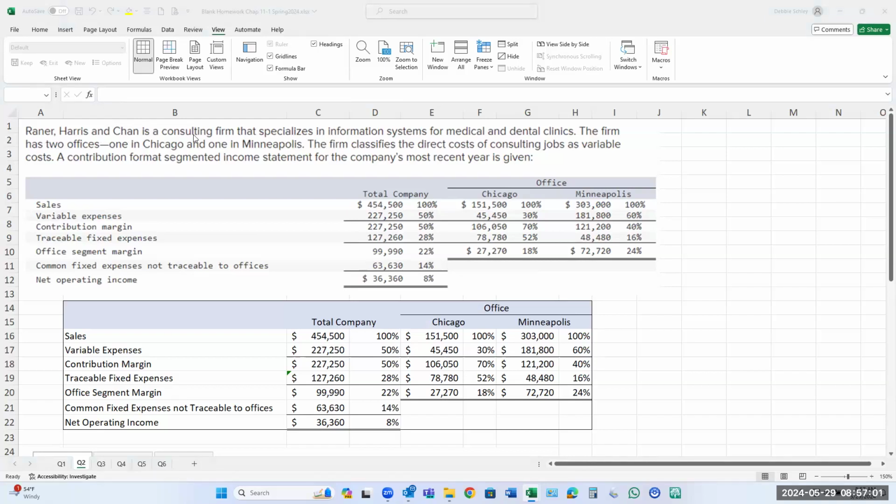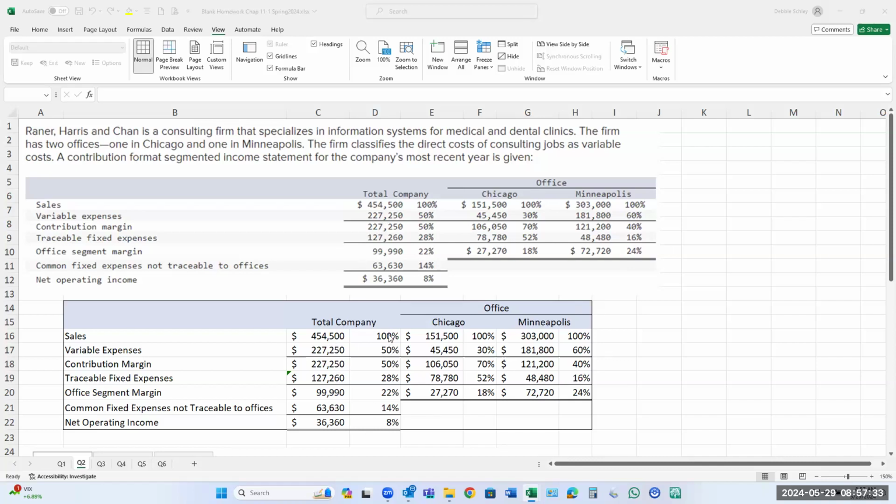Rayner, Harris & Chan is a consulting firm that specializes in information systems for medical and dental clinics. The firm has 2 offices, one in Chicago and one in Minneapolis. The firm classifies the direct cost of consulting jobs as variable costs, and a contribution format segmented income statement for the company's most recent year is given. So they give us total company, Chicago, and Minneapolis, and I have just copied all of that information straight down.